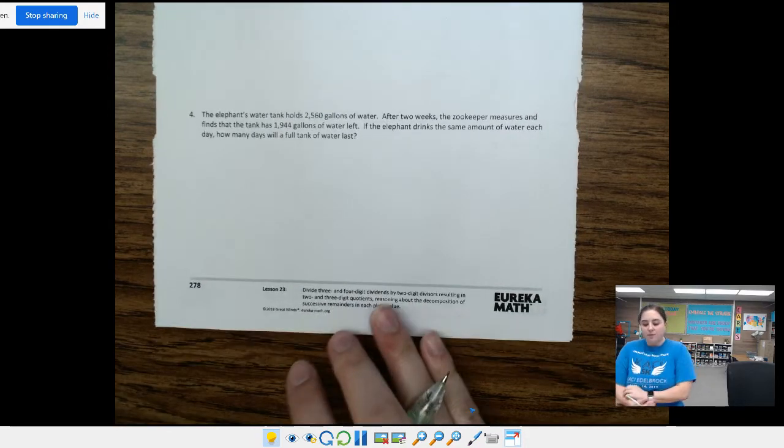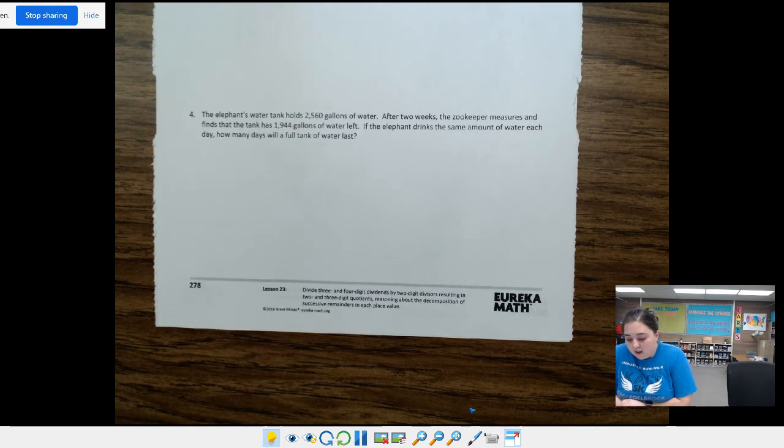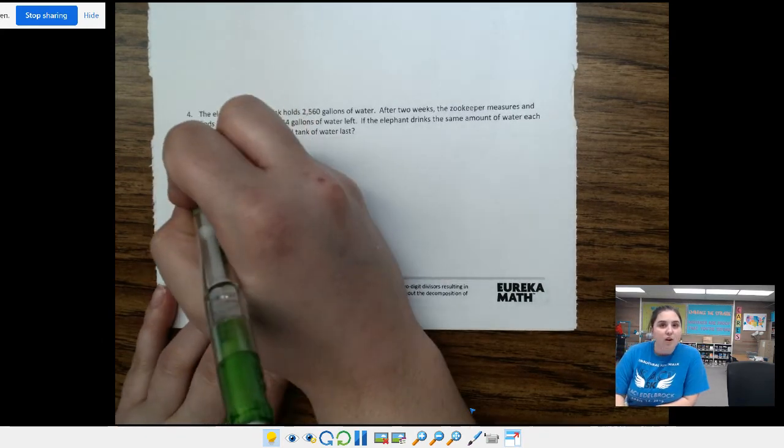So the question says, the elephant's water tank holds 256 gallons of water. Sorry, 2,560 gallons of water. After 2 weeks, the zookeeper measures and finds that the tank has 1,944 gallons of water left. If the elephant drinks the same amount of water each day, how many days will a full tank of water last? So I would say a good place to get started is to maybe draw this out. What do we know? And if you feel confident in solving, you go ahead.